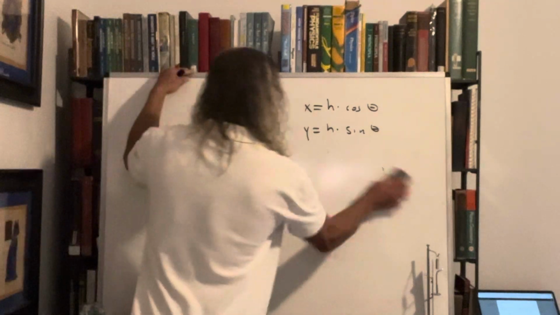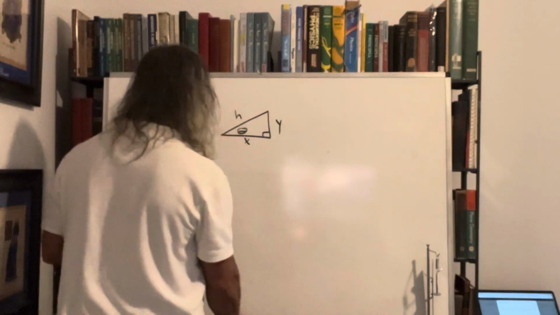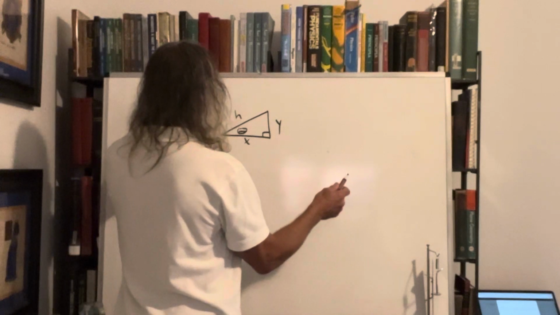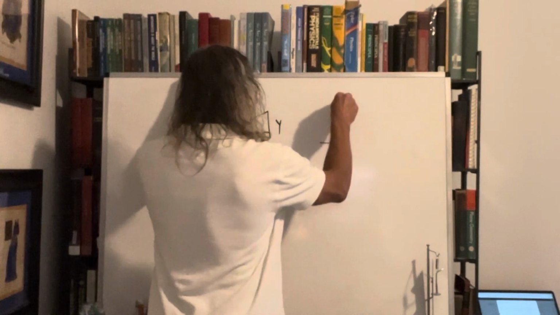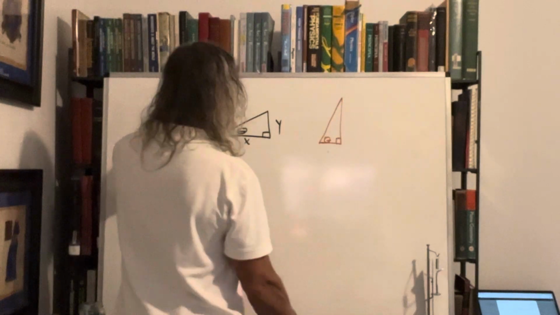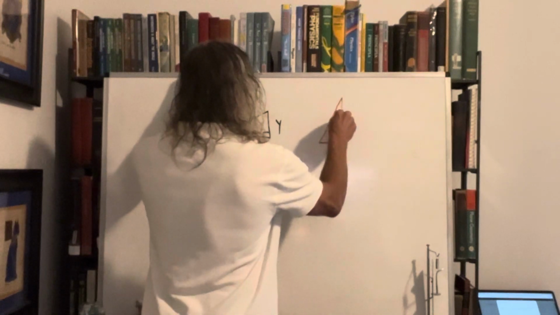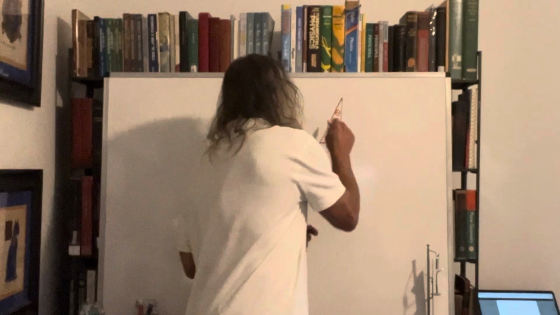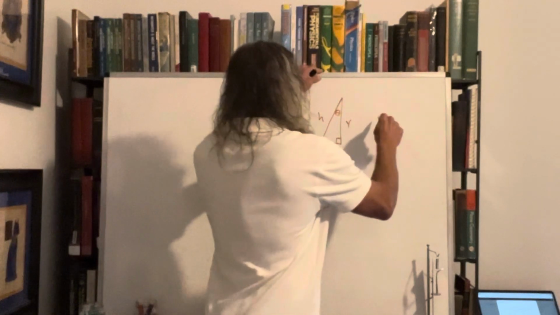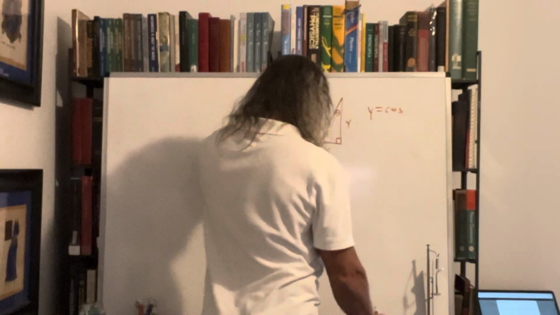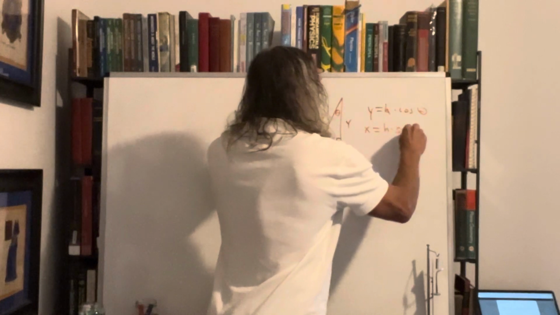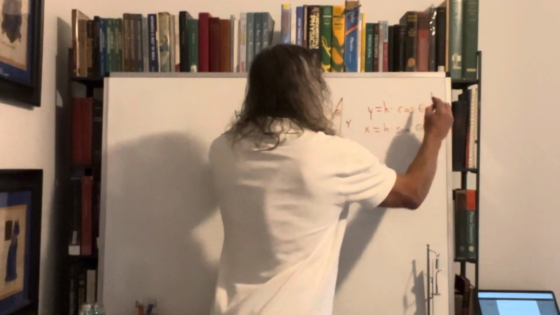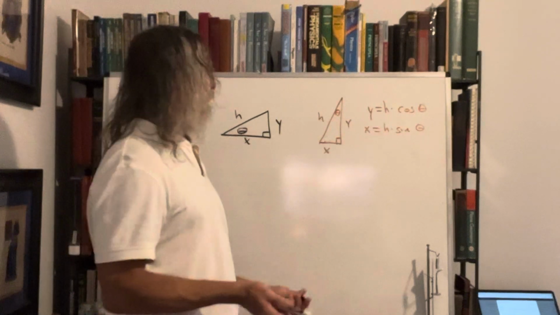Then, if you have a different weird angle given, let's say, if in some situation you're given something like that, then you got to be careful, because then the y would be given by cosine and the x would be given by sine.